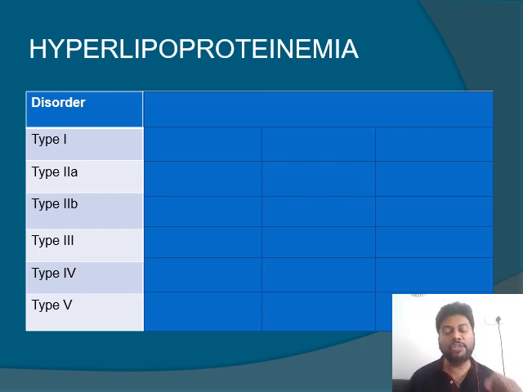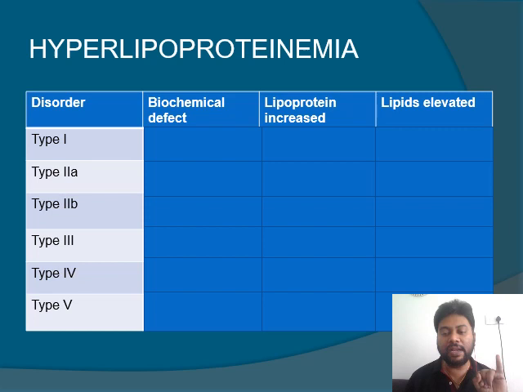About each one of these types, you should know 3 facts. What are the 3 facts? First, what is the basic biochemical defect, why is it happening? Second, what type of lipoprotein will be increased? Third, what type of lipid, either cholesterol or triglyceride, will be elevated in this condition. So these 3 things you should know for each one of these disorders.